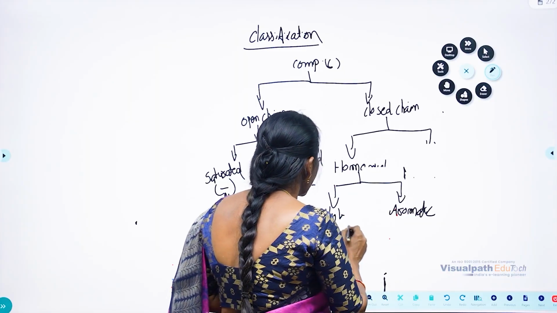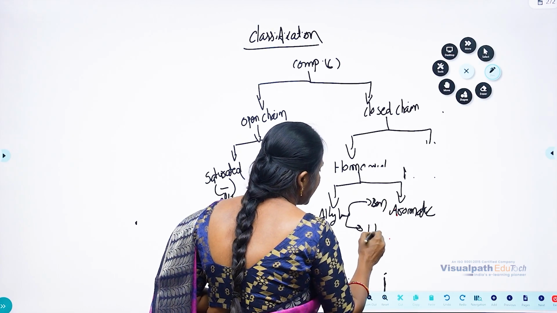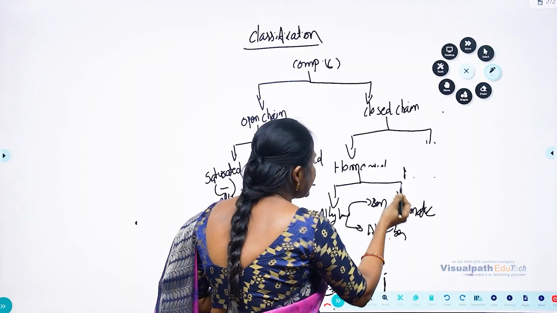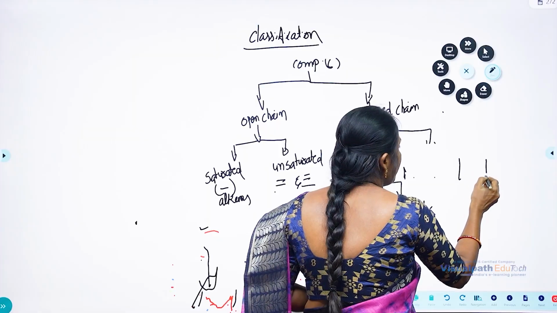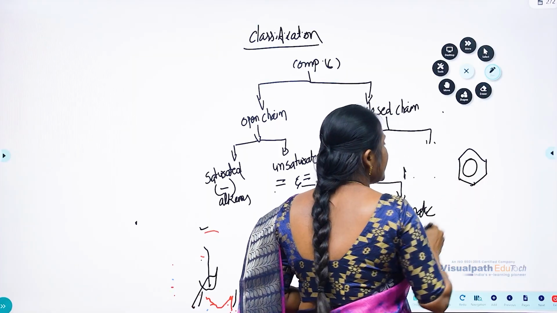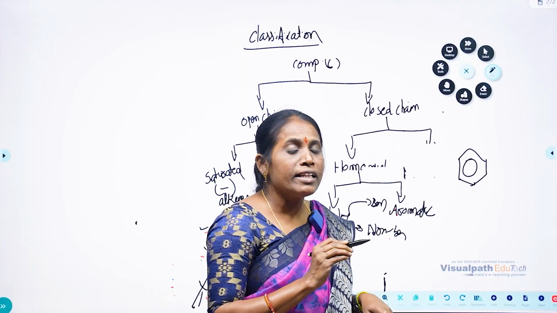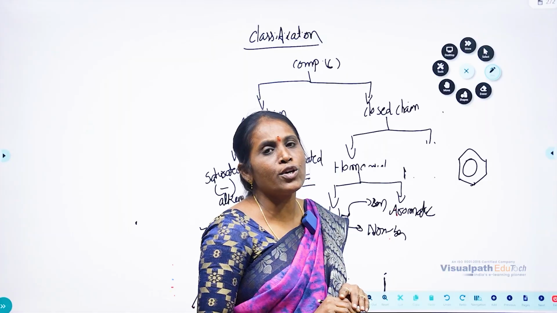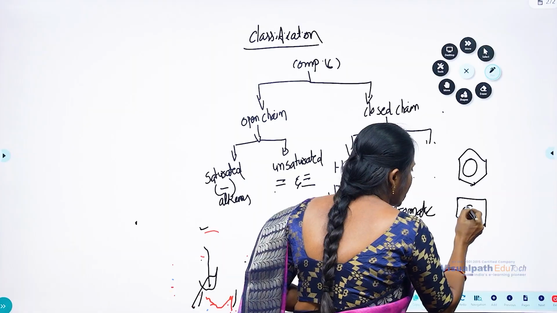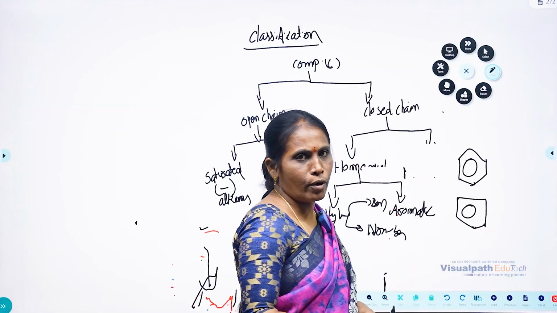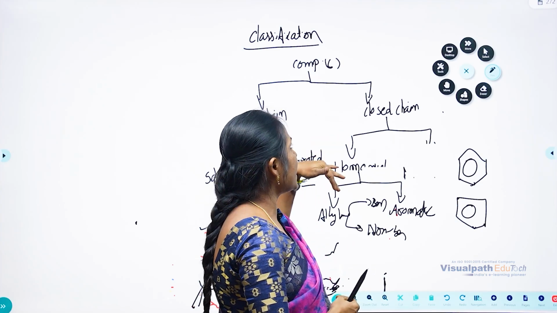And alicyclic is again classified into two types: one is the benzenoid compounds and another one is the non-benzenoid compounds. A homocyclic compound which shows the benzene ring in that ring system is known as a benzenoid compound. If there is no benzene ring, it is known as a non-benzenoid compound. For example, see here, it is not a benzene ring, so it is a non-benzenoid compound. Here it is with the benzene ring, so it is the benzenoid compound. That is the classification.